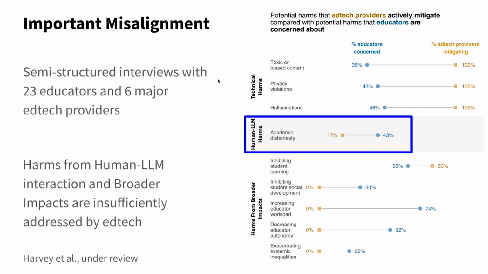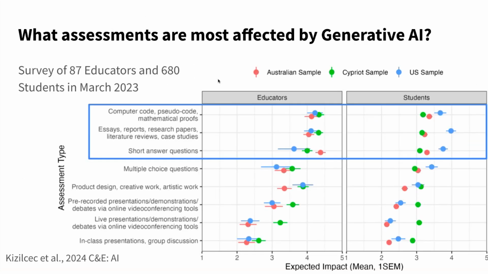So I'll focus briefly on the academic dishonesty component, which is clearly an important one that a lot of people are thinking about. We conducted a survey asking students and educators, to have both voices represented, the same questions around what type of assessment do you think is most affected by generative AI. And there's agreement that assessments that ask students to write computer code, mathematical proofs, essays, reports, literature reviews, and short answer questions are probably most affected. And we did the survey across 3 different countries, at institutions in those countries.